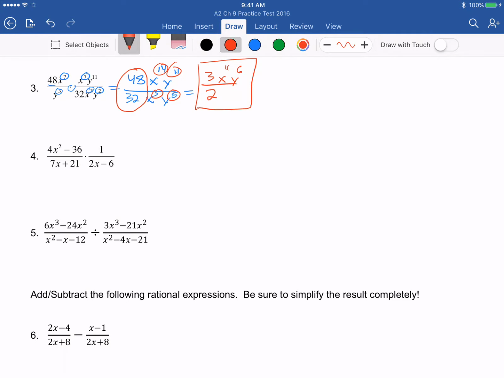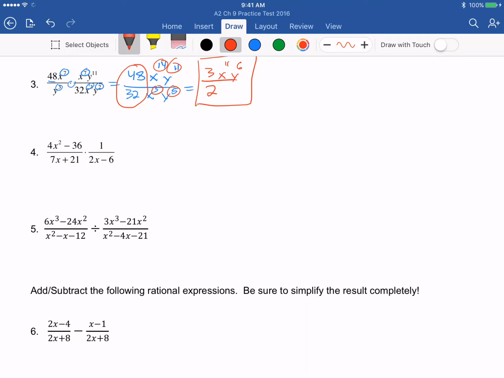Awesome. Now, going on, looking here, I notice that in number 4, I can take out a 4, so I'm left with x squared minus 9. This is kind of a trickier one because now I'm left with a difference of squares here. So this turns into 4 times x plus 3 and x minus 3, because that's the difference of squares rule. And then on the bottom I could take out a 7, so I'm left with x plus 3, and I could take out a 2, so I'm left with x minus 3. So I'm left with 7 times x plus 3 and 2 times x minus 3.